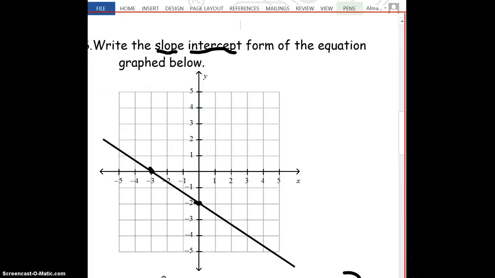Okay, so I have y equals, the slope always goes in front of the x, negative 2/3 x, and at the end is where I put the y-intercept. Here's my line, here's my y-axis, and the intercept right here. So the y-intercept is at negative 2. So the only answer that makes sense is B, and so that's my answer.